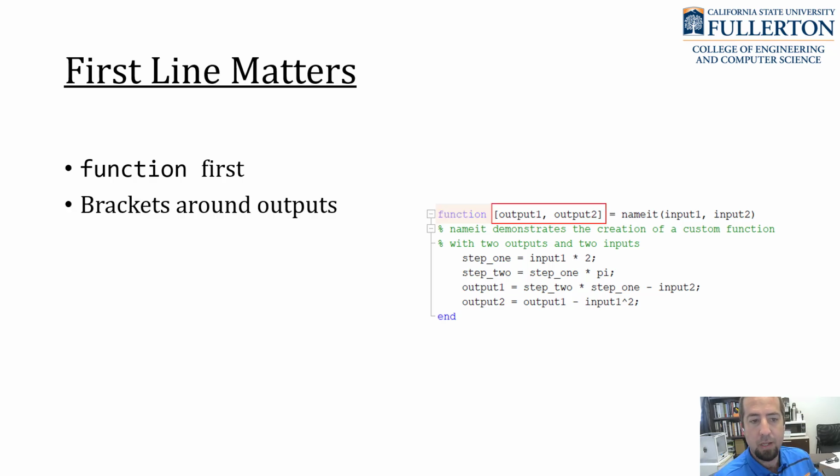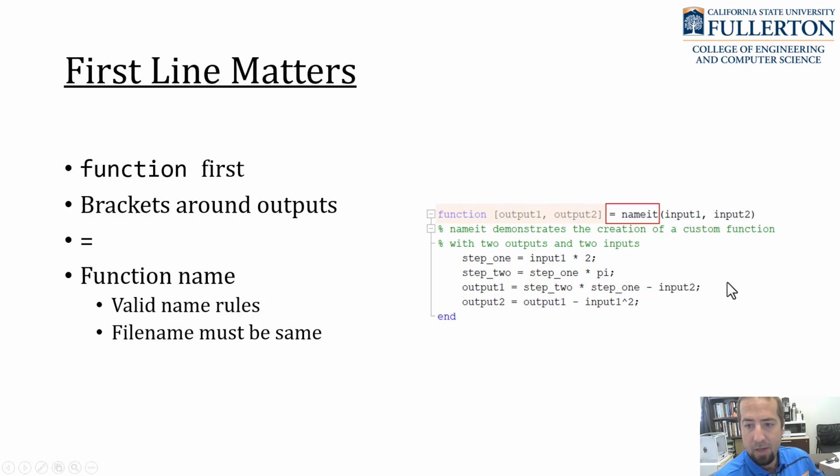Then in brackets, you list the outputs expected of the function. Now, there could be one output, there could be no outputs, or there could be any arbitrary number of outputs. Just put them in brackets. If there's no output, just put an empty set of brackets right there. Put an equals sign, and then give the name of the function. In this case, I've named the function nameIt because of lack of creativity there.